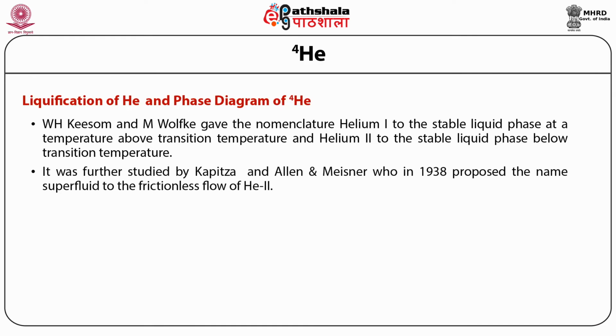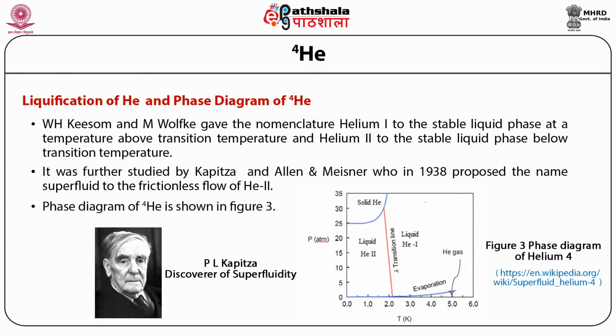It was further studied by Kapitsa and Allen and Meissner, who in 1938 proposed the name superfluid to the frictionless flow of helium-2. Phase diagram of helium-4 is shown in figure 3, where very clearly we can see liquid helium-1 phase, liquid helium-2 phase, and solid helium phase.